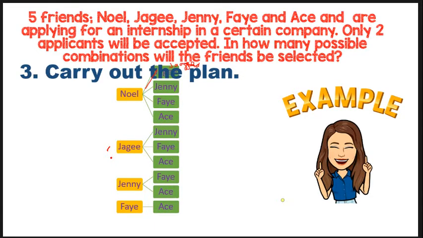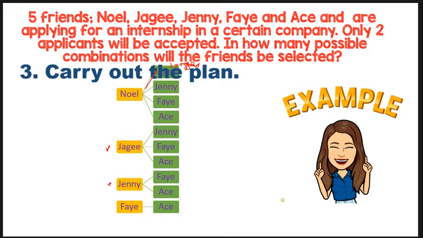After that, since Noel is paired with the other 4, we will move to the next person, which is Jaji. If Jaji is hired, she can be partnered with Jenny, with Faye, or with Ace. Noel will not be included since we already have the combination Noel and Jaji earlier.